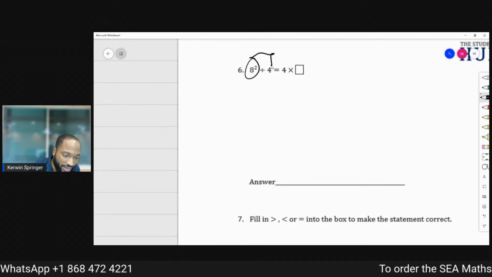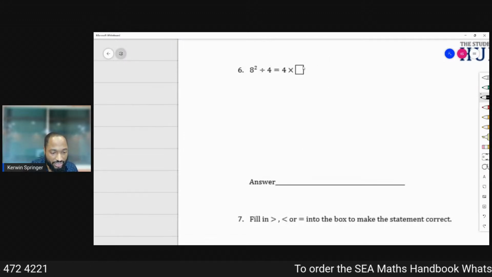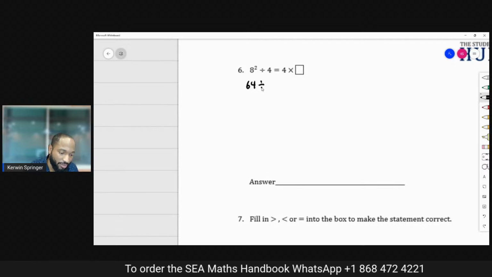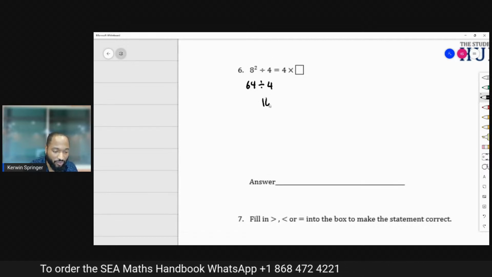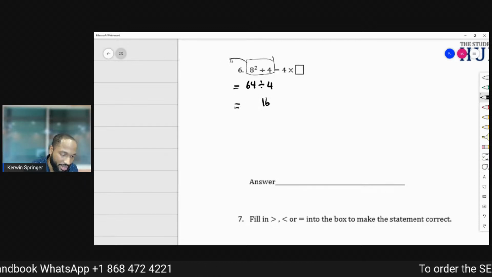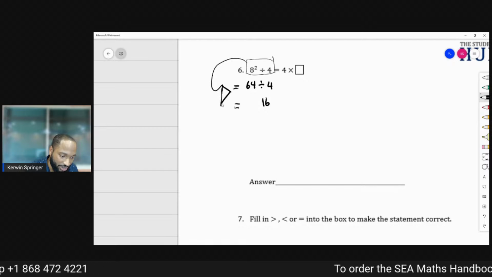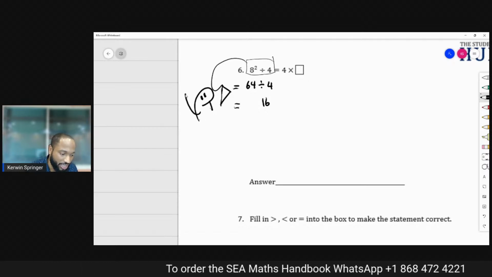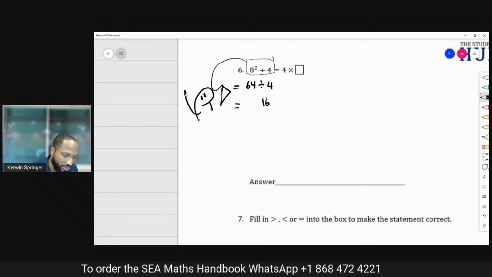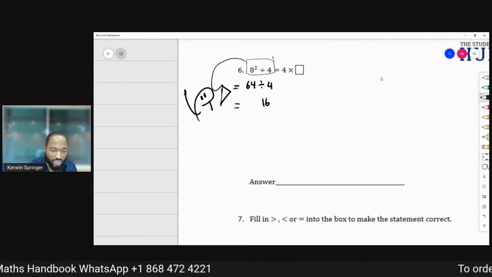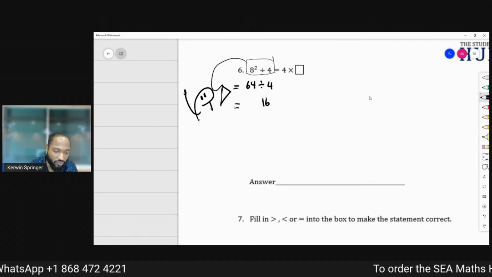8 squared divided by 4 is the same as 4 times the number. Okay, so 8 squared is 64, divided by 4 is 16. You all understand how I finished off with the left-hand side? I finished off with the left-hand side, and I got this over here. Does everybody understand that part? Yeah. So 8 squared is 64. 64 divided by 4 is 16.